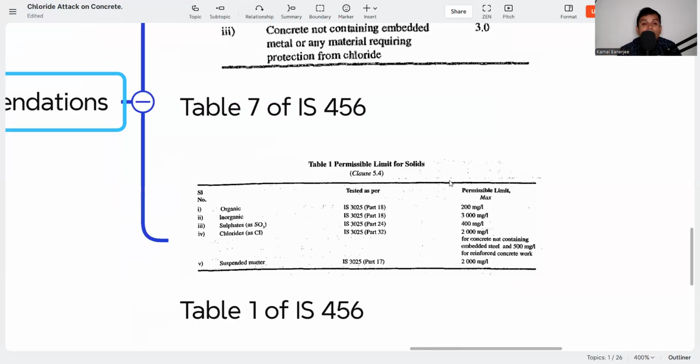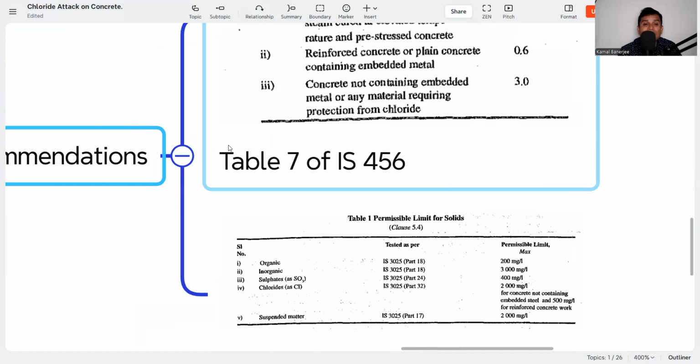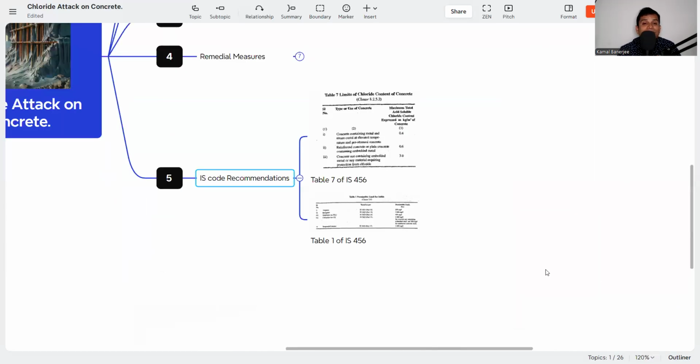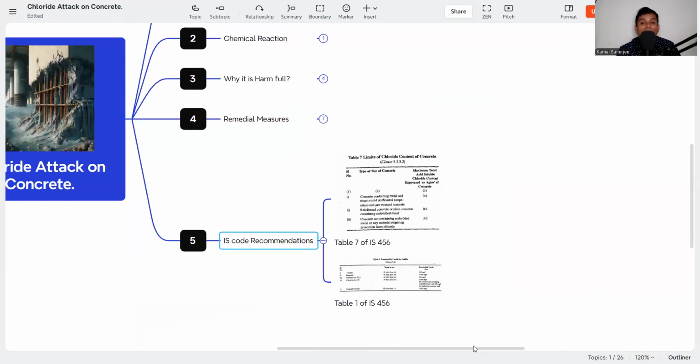So these are the things about the chloride attack on concrete, and I also discussed some remedial measures, and I hope you find it useful.